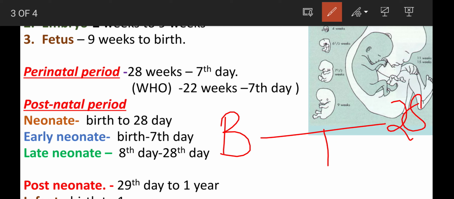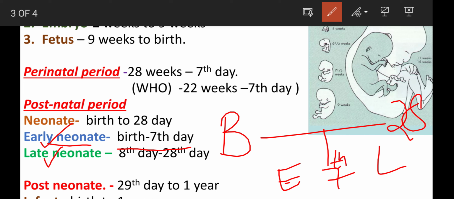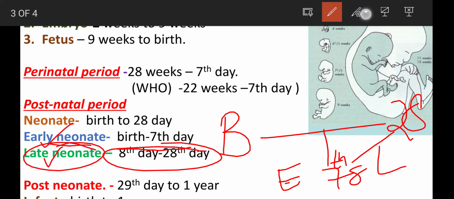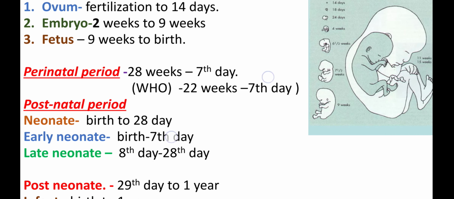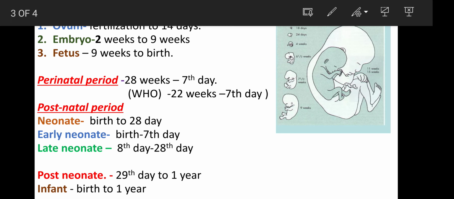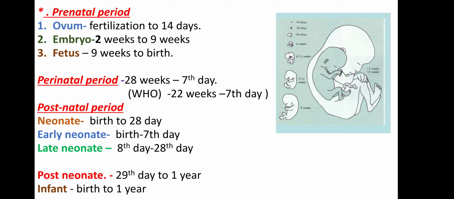Again, it is further divided into early neonate and late neonate. Early neonate is from birth to the 7th day. From the 8th day to the 28th day is a late neonate. Okay, I hope it's clear. We saw neonate is from birth to 28 days, early and late neonate.